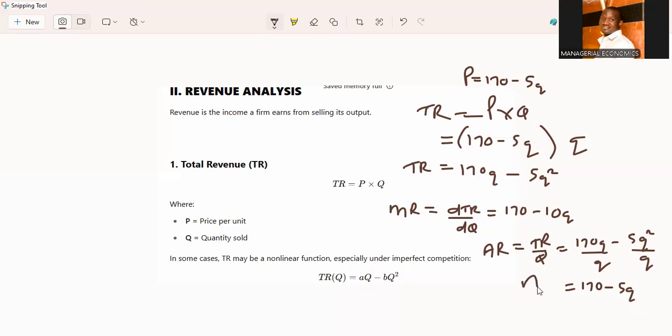It's different from differentiating. Let's treat it together. When differentiating, it's a principle: the TR over the Q. We differentiated 170Q, it becomes 170, and 5Q squared becomes 10Q. But when dealing with average revenue, it is dividing the total revenue over quantity. So you space it out. Don't use one division sign, because you end up forgetting to cancel out the Q. So 170Q over Q is 170, and 5Q squared over Q is 5Q. So this is our average revenue. Is that clear?